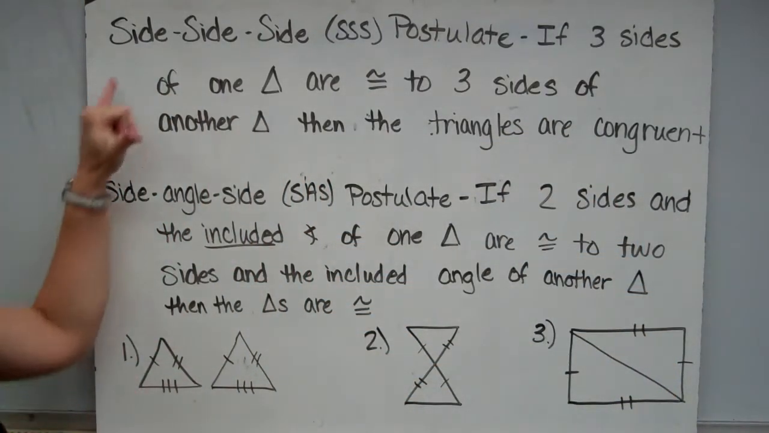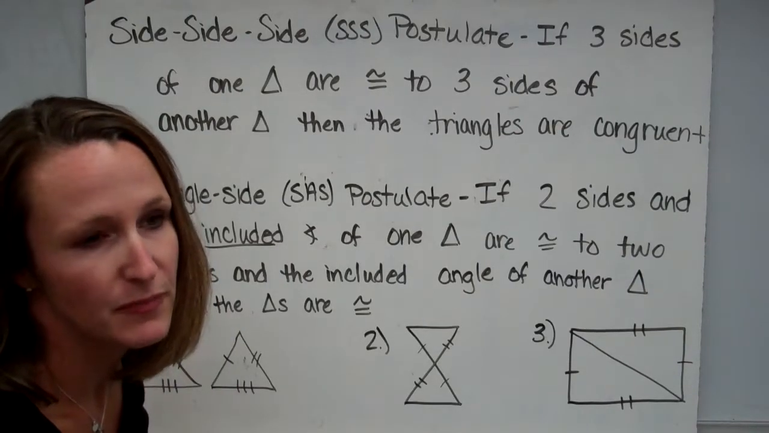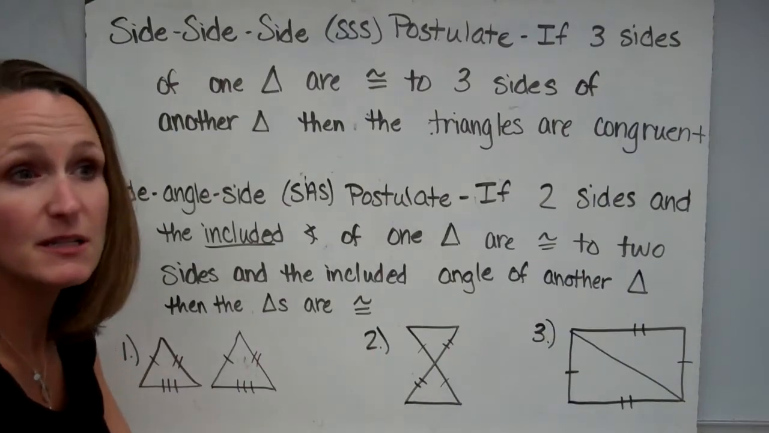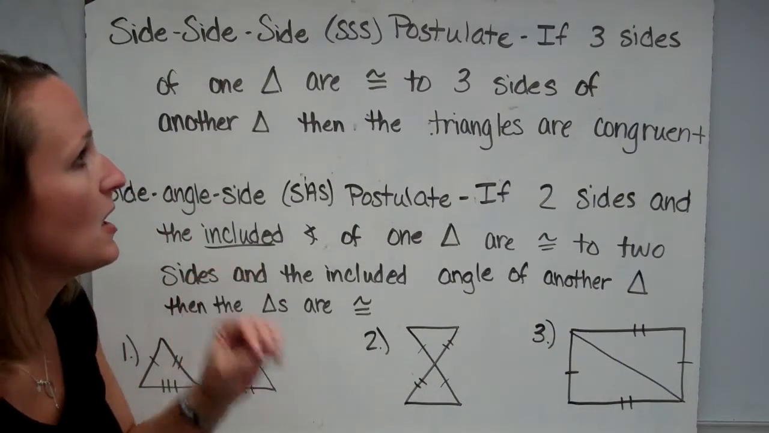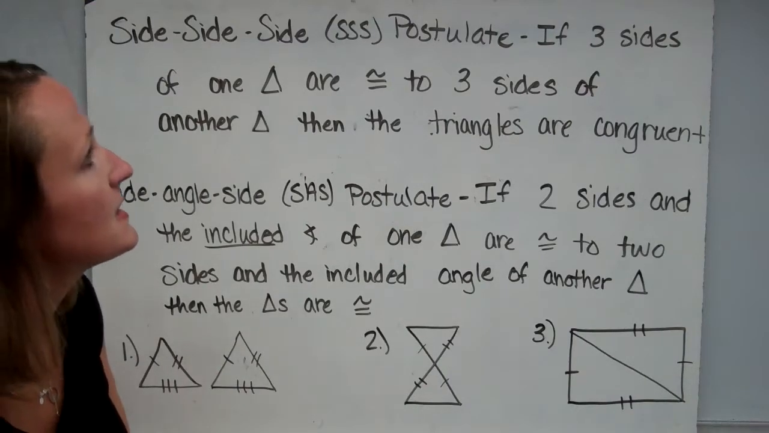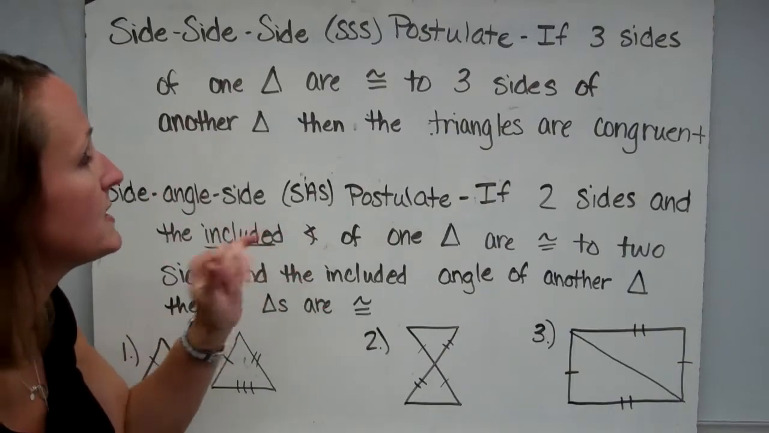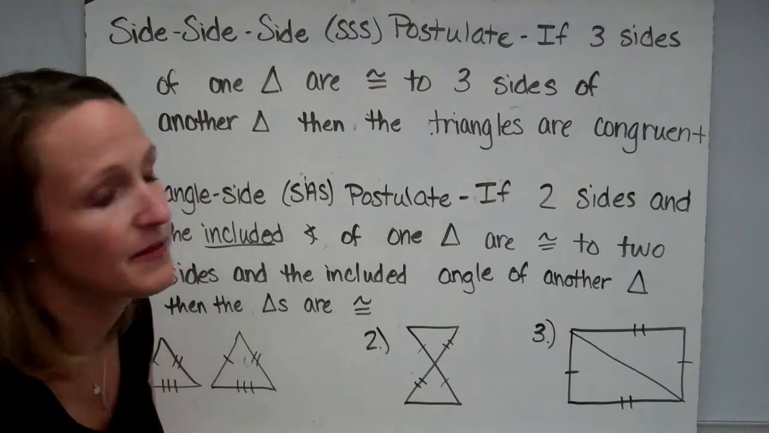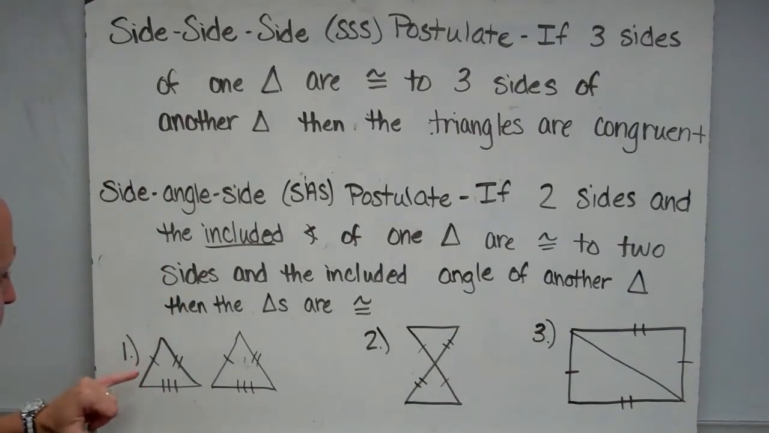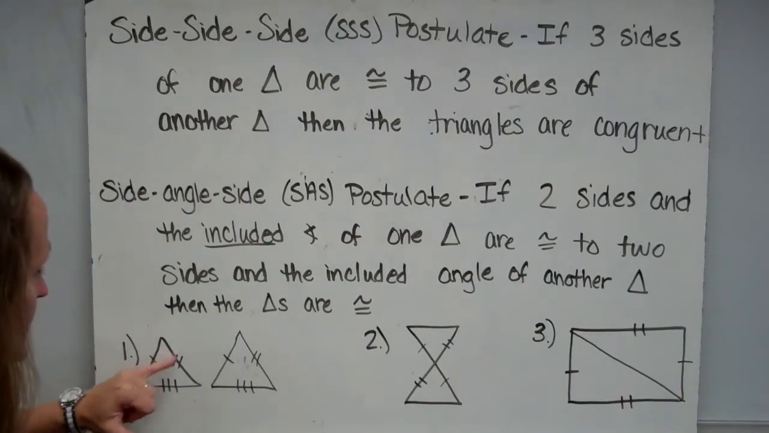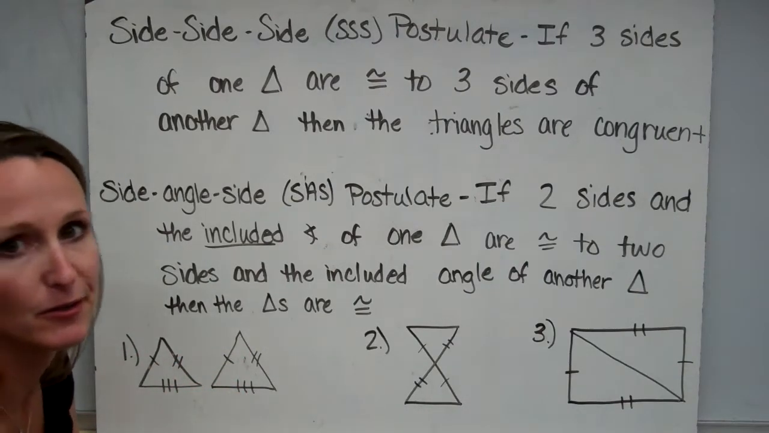The first one is the side-side-side, or SSS postulate. Before we learned about some similarity theorems that were just like this, but this is a new one. Alright, so the side-side-side postulate says if three sides of one triangle are congruent to three sides of another triangle, then the triangles are congruent. So if you look at example 1, we have three sides on this one and three sides on this one, so we know that they are congruent.